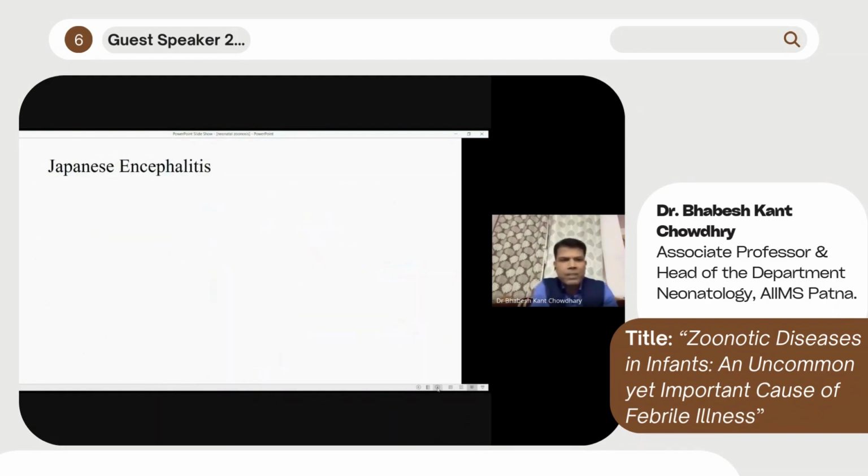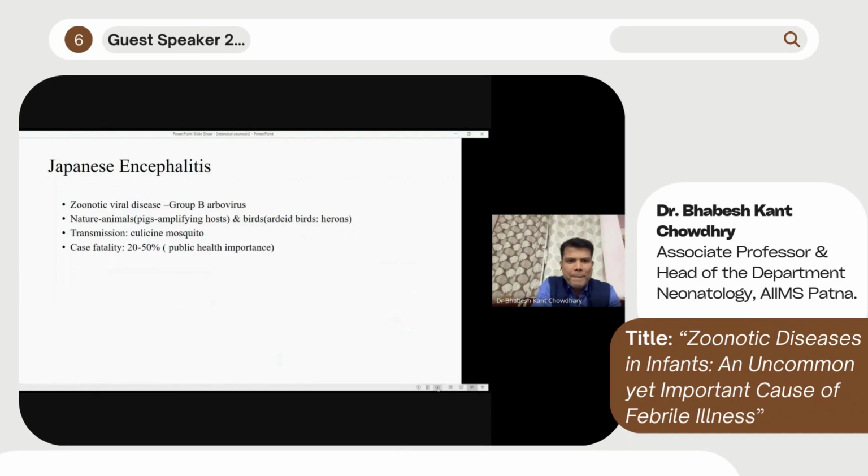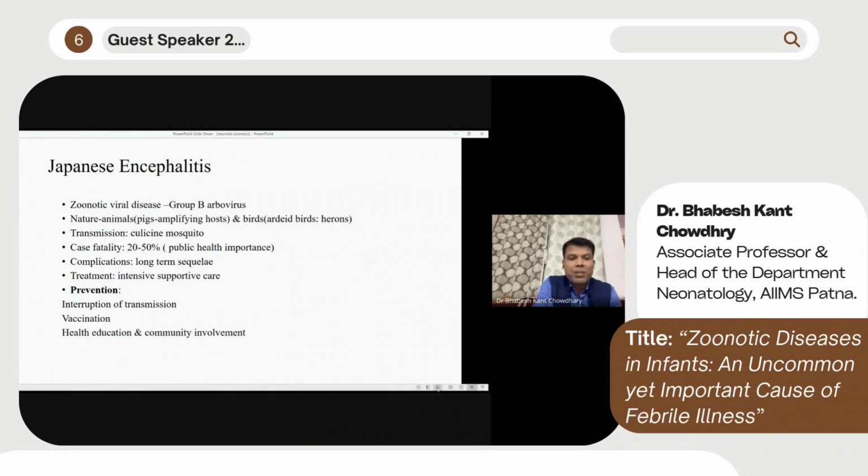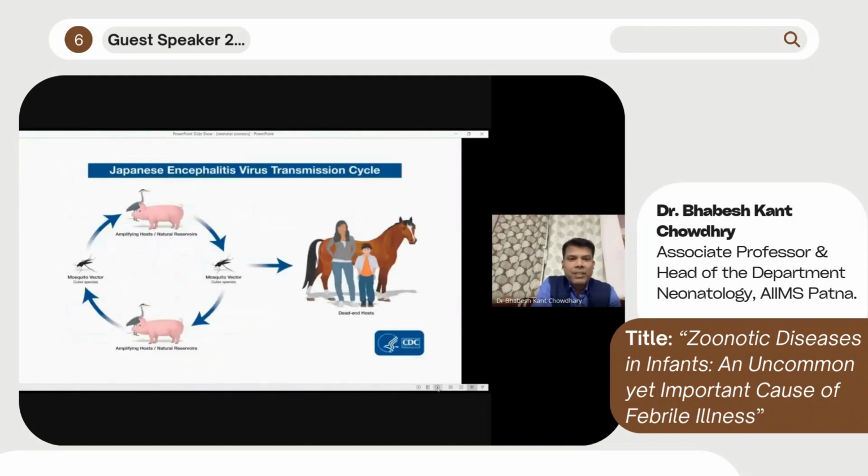Next slide, please. As we see here, case fatality is 20 to 50%, very high, and awareness and vaccination are very important, as well as education and community involvement. And as we see in this one, the pig is an important reservoir along with the mosquito. So in this case, we have to use mosquito nets as well as the Japanese encephalitis vaccination to prevent this disease. Next slide, please.